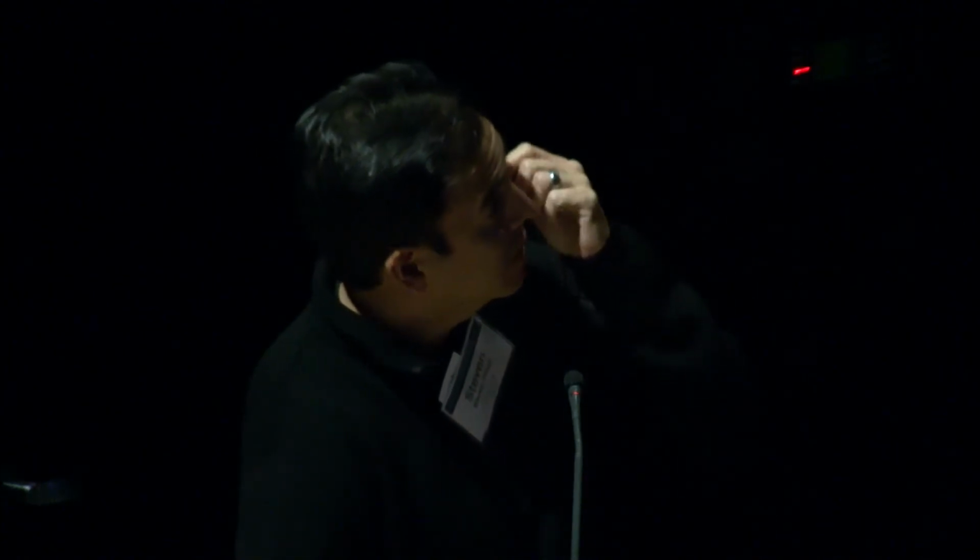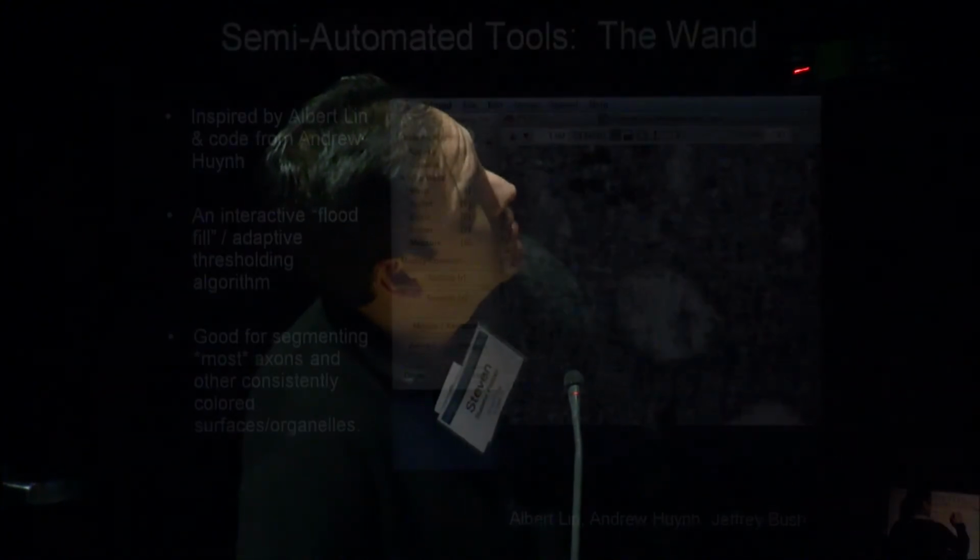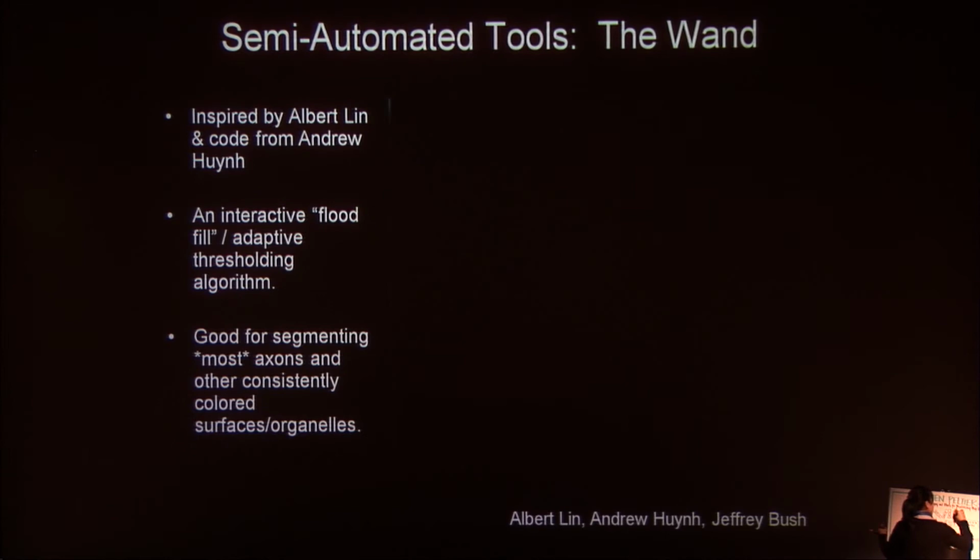And we also have tools for making it easy to segment things like axons and organelles that may have consistent coloring, again, with the user only having to, in this case, drag their mouse. And this was actually developed and inspired by code produced by Albert Lin and Andrew Hunt here at Calit2.